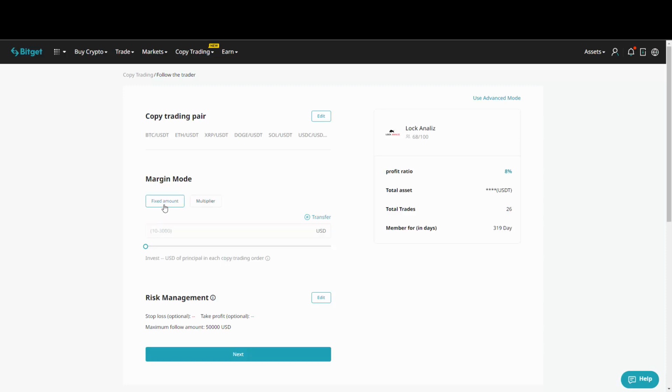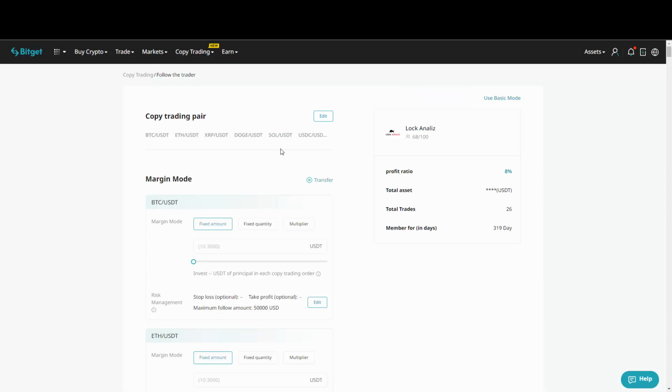Okay, multiplier is not going to be a fixed amount, it's going to be a percentage of the account. But fixed amount is like, hey, maybe this trader has a huge capital and opens a trade with $100. I don't feel comfortable opening a trade with $100. I just want to go with maybe just 5. Okay, so you can do that as well. You can also do this per pair. Okay, you're going to see here, this is the same per pair.